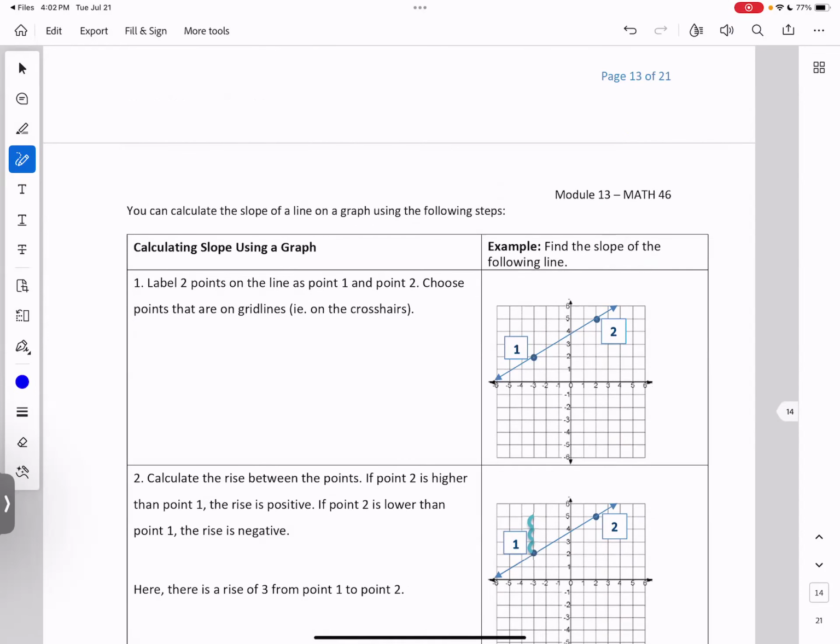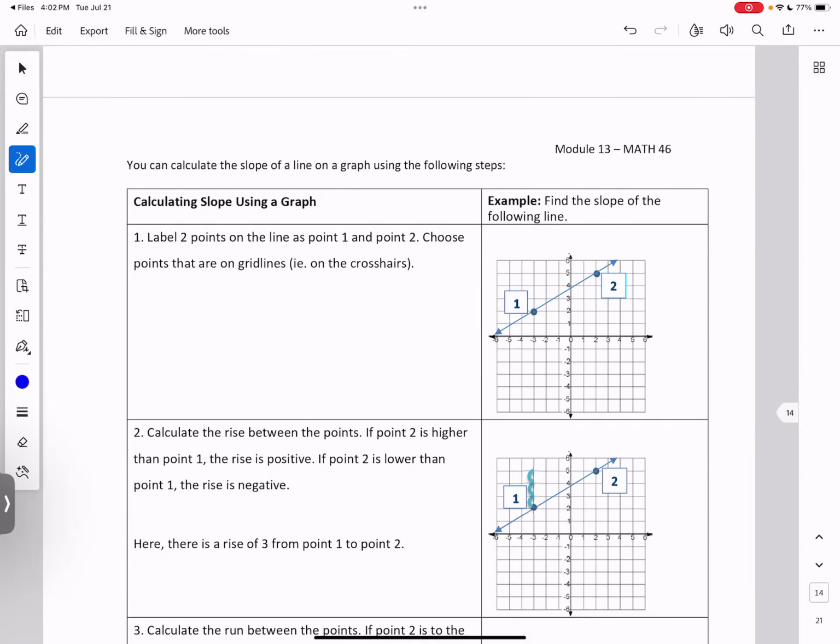Okay, so when we're going to calculate slope, what you can do is choose 2 points on your line. So here we've been asked to find the slope of this line. Choose 2 points that are on grid lines. So here I have them marked 1 and 2, which is arbitrary. We could have labeled them 2 and 1 and we would get the same result. But we're going to label them.